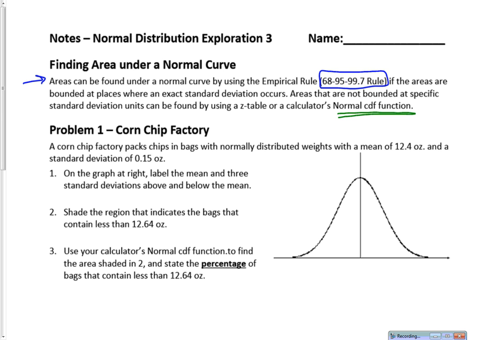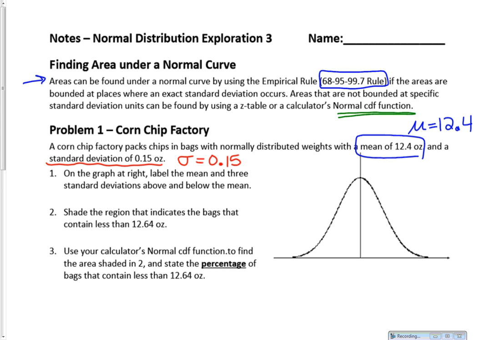Okay, so problem 1 is a corn chip factory. It says a corn chip factory packs chips in a bag with normally distributed weights where the mean is 12.4 ounces. So that's mu is 12.4. And the standard deviation is 0.15.